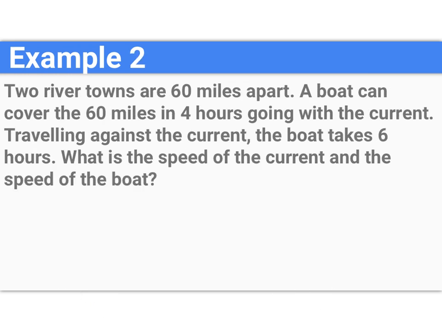Okay. 2 river towns are 60 miles apart. It takes 4 hours with the current. The boat takes 6 hours traveling against the current. What is the speed of the boat and the speed of the current? Okay, so let's see. B is going to be the speed of the boat, and C is going to be the speed of the current.